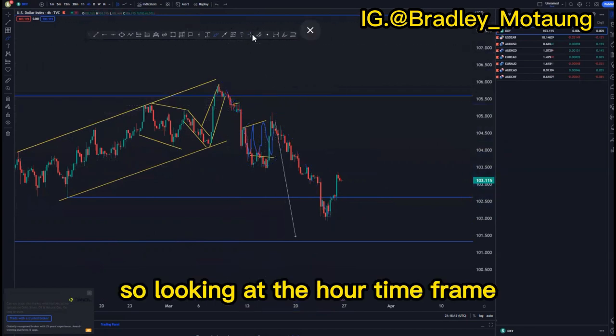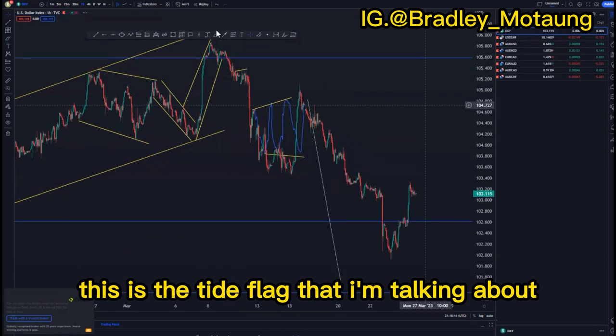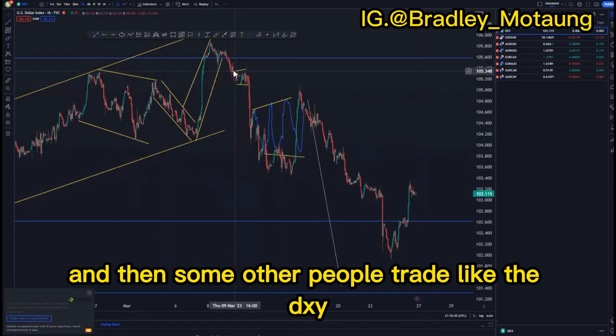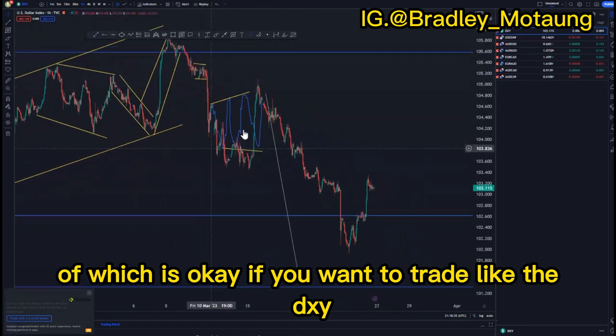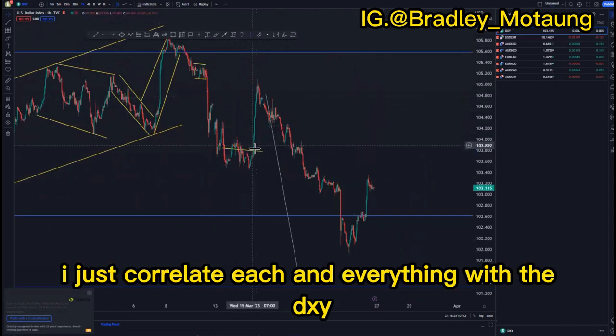So looking at the hour time frame, this is the tight flag that I'm talking about around this point. And then some other people trade the DXY, which is okay if you want to trade the DXY, but I don't trade the DXY. As you all know, I just correlate each and everything with the DXY.